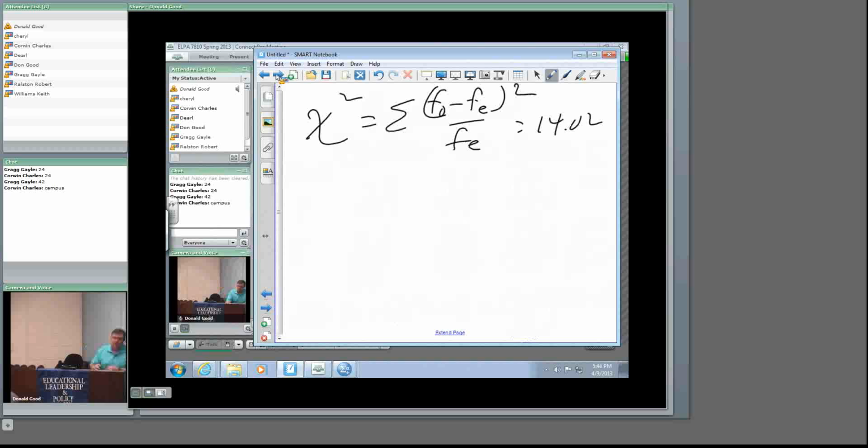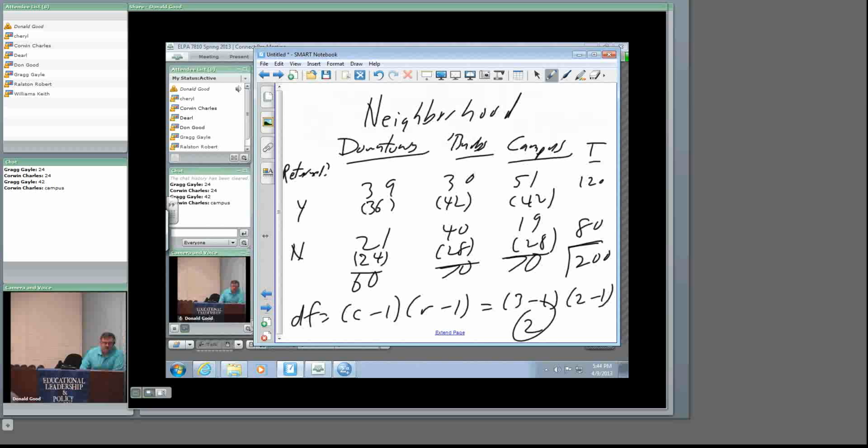14.02. There's my chi-square value. Without cranking it out by hand, I'm just looking to see what the book cranked out. I got it by saying, if you look at this cell right here, 39 minus 36 is 3, 3 squared is 9, 9 divided by 36 is one of the 6 numbers that you have to add together.